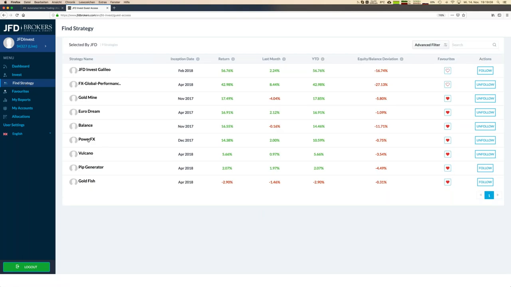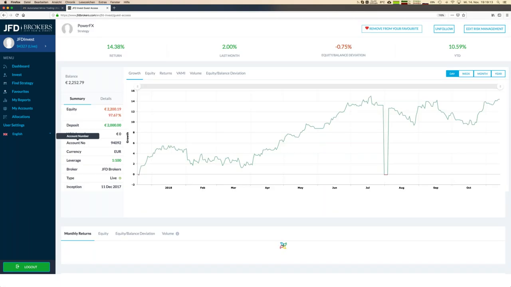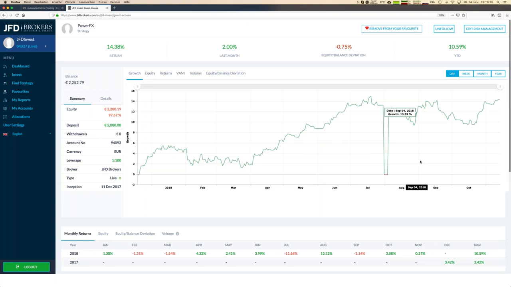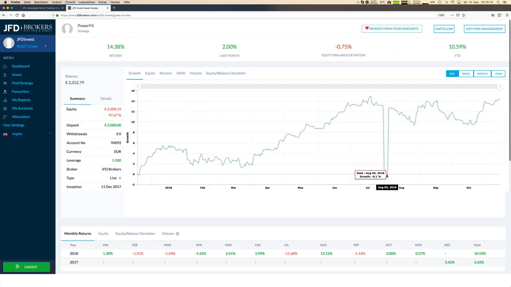And the second one has been PowerFX. Let's have a look here as well. I have no idea what happened here. But anyhow, I think that is a simple mistake within the numbers. You see also some other kind of equity behavior. So it's an up and down, a little bit more pronounced than Eurodream, but doing well on a long run.